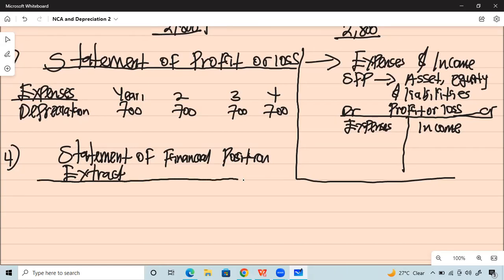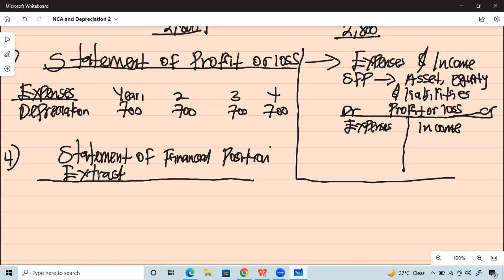Because in the statement of financial position, three items are going to be there: assets, equity, and liability. But in this one, the information we are showing is only relating to assets. So that's why we call it an extract, because it does not contain the full information the statement of financial position needs to contain. When you say statement of financial position, we expect you to have assets, equity, and liability. If you discover these three are not there, you are going to call it an extract.